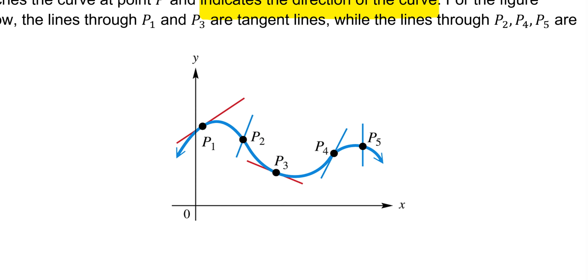For P4, P4 almost looks like that is correct. It's touching the curve at the point, and it looks very close, but the actual tangent line would probably be a little bit less steep. It would probably look more something like that right there. And then lastly, P5 does not look like a tangent line because it does not look like it has the same direction as the curve at that point.